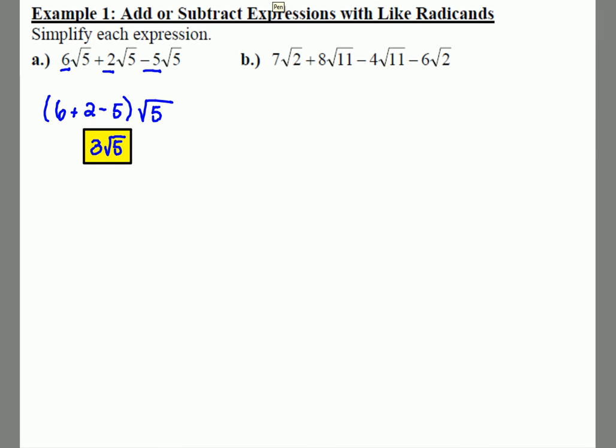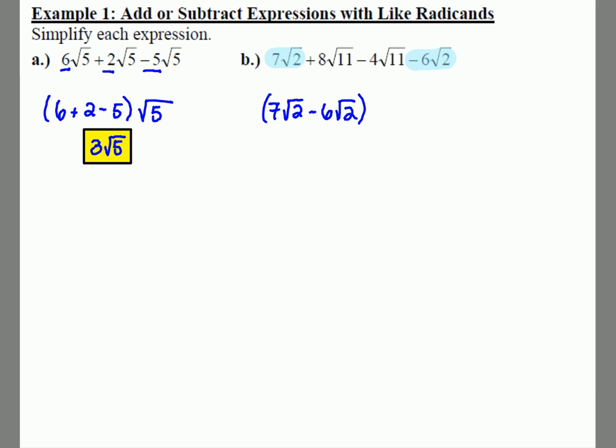Let's do the same thing for B. Now we can only combine a radical 2 with another radical 2. So we're only going to add together a 7 radical 2 and the negative 6 radical 2. So we can add those. So I'm going to group them together. You don't have to rewrite this if you're comfortable adding single digit numbers, but I'm going to anyway.